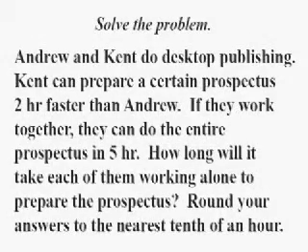Solve the problem. Andrew and Kent do desktop publishing. Kent can prepare a certain prospectus 2 hours faster than Andrew. If they work together, they can do the entire prospectus in 5 hours. How long will it take each of them working alone to prepare the prospectus? Round your answers to the nearest tenth of an hour.